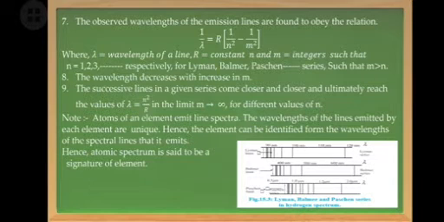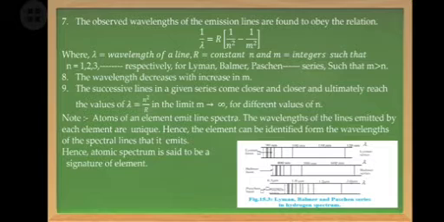Balmer played mathematically with the different numbers such as 410, 434, 486 and so on, and then he gave an equation. The equation was: 1 upon lambda is equal to R into bracket 1 upon n square minus 1 upon m square. The observed wavelengths of emission lines are found to obey this relation.